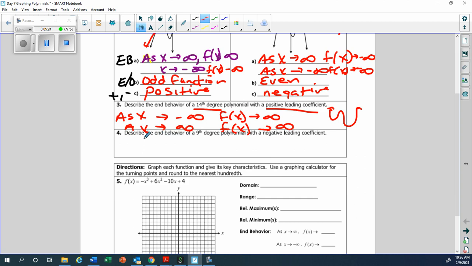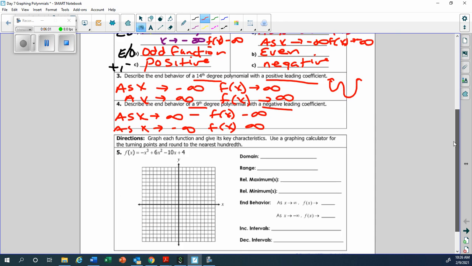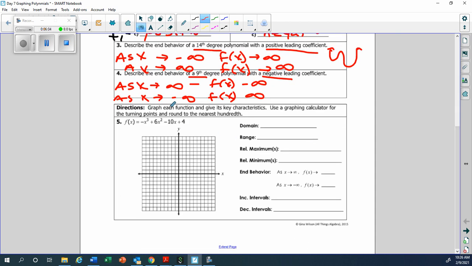So number 4, describe the end behavior when the degree is 9, which is odd, and it has a negative leading coefficient. Okay, so it's kind of gonna be opposite, right? As x approaches positive infinity and as x approaches negative infinity. When it's approaching positive infinity, since it's down, f of x is going to be negative infinity. As it goes to the left, it's going to go to positive infinity.